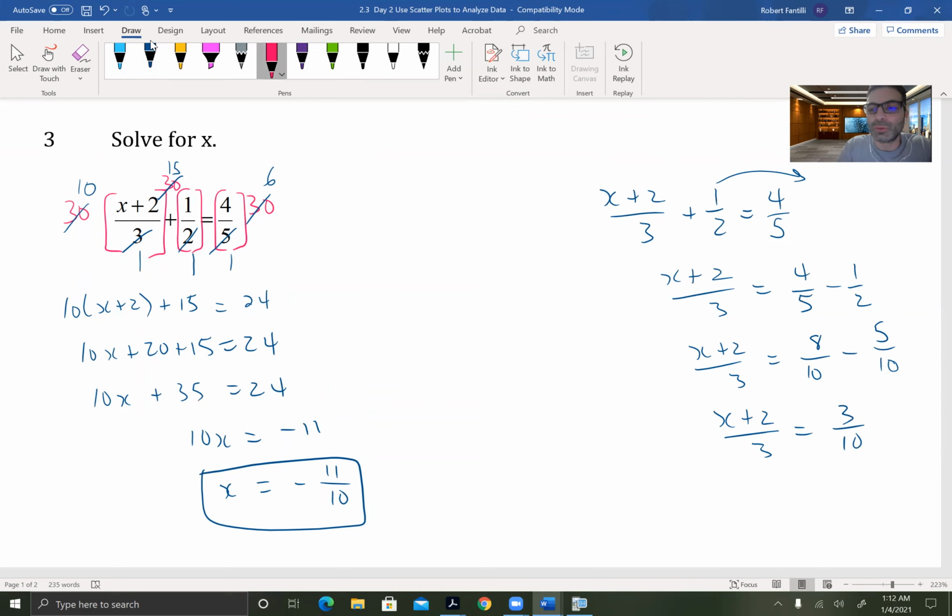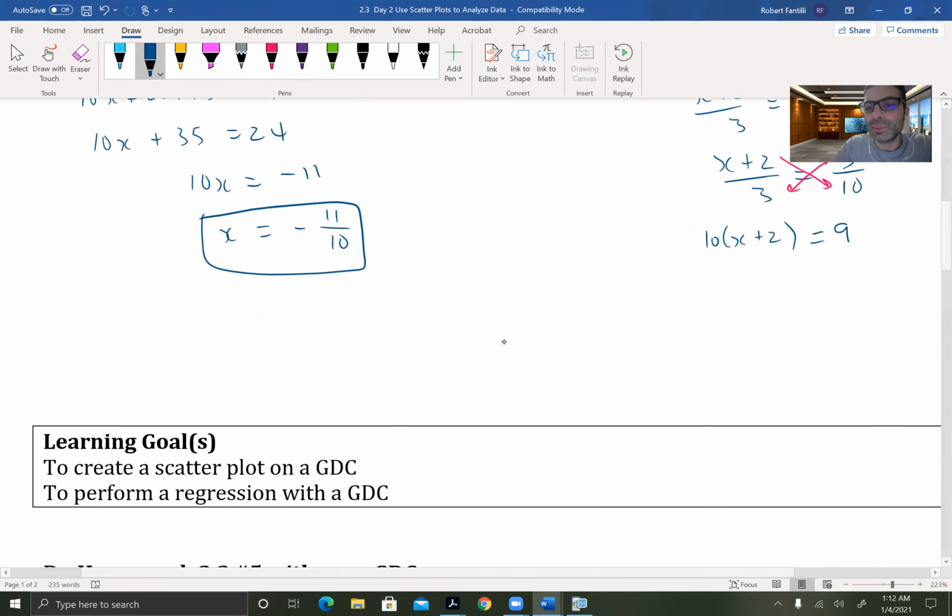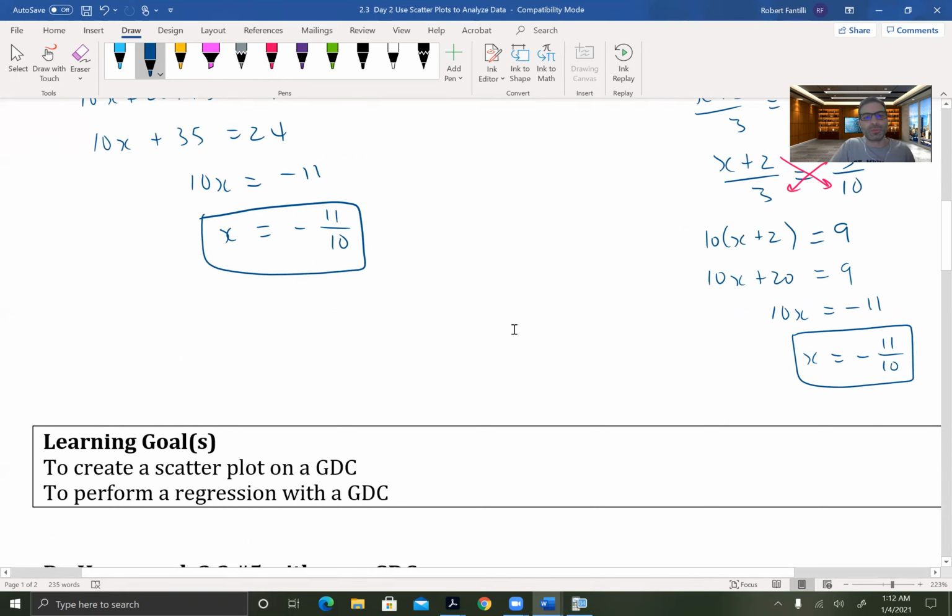Now I can cross multiply here. That times that equals that times that. So that's 10 times x plus 2 equal 3 times 3, which is 9. Then we have to distribute. We get 10x plus 20 equal 9. Bring the 20 over, and you get 10x equal 9 minus 20, which is negative 11. Divide both sides by 10. And once again, you get negative 11 tenths. Whatever method you prefer works for me, okay? Whatever works for you is good.